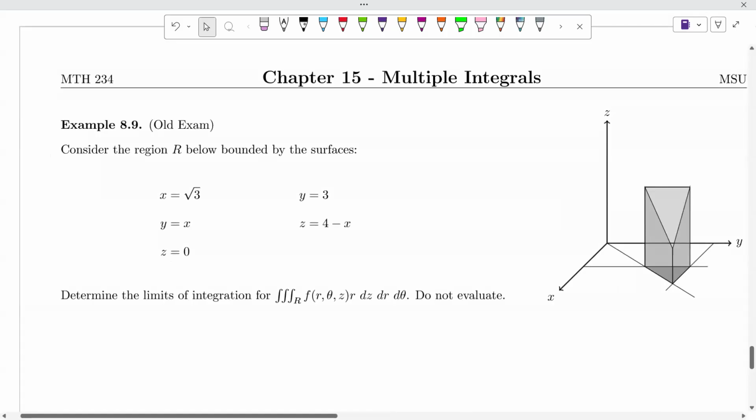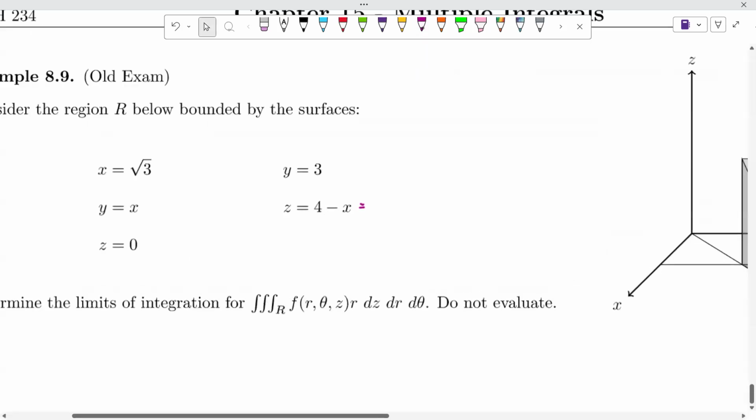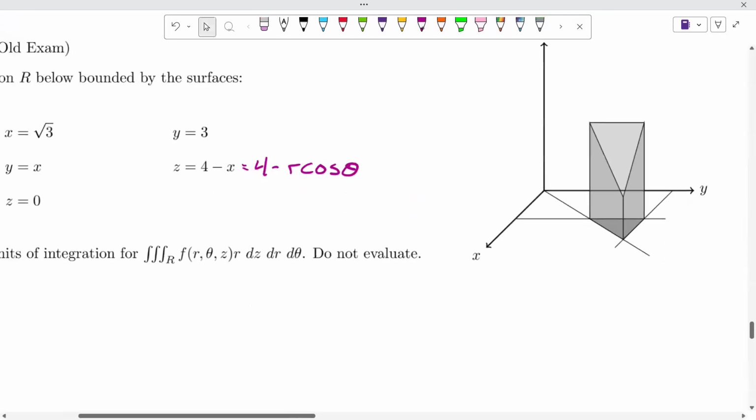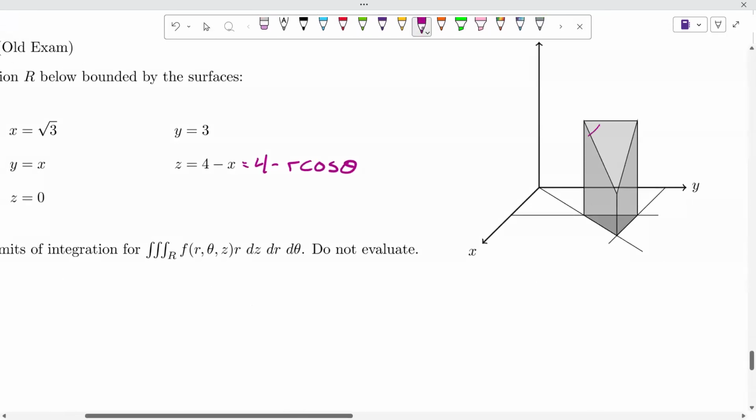Some of these don't look so bad. In particular, if z is equal to 4 minus x, that's really just 4 minus r cosine theta. That's an easy substitution, which is nice because I think that's the most difficult looking surface over here. That's going to be that guy up on top. But since we're in cylindrical coordinates, we get to keep z as just z. So we don't need to do too much to transform that one. Really, it's going to end up being the other bounds that are fun.